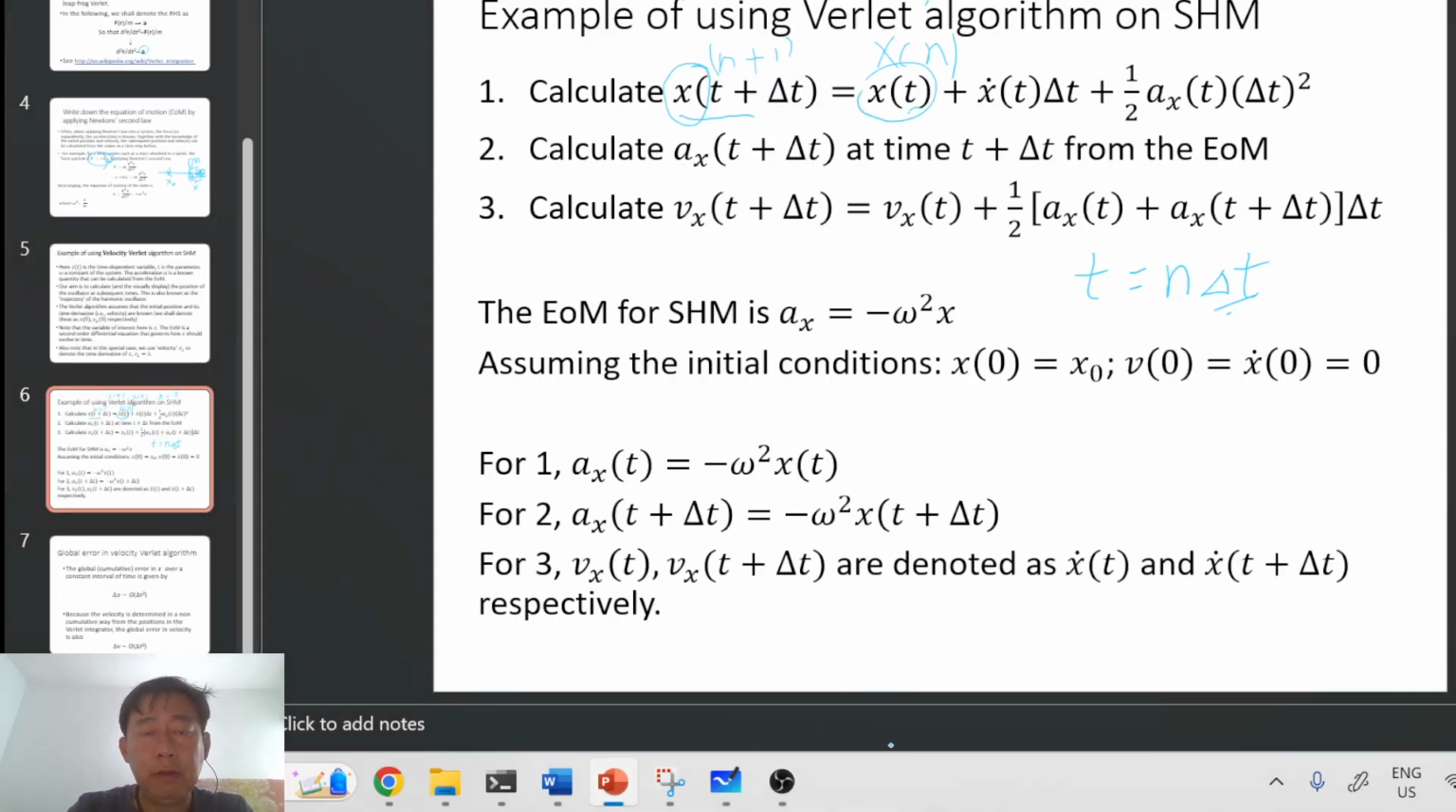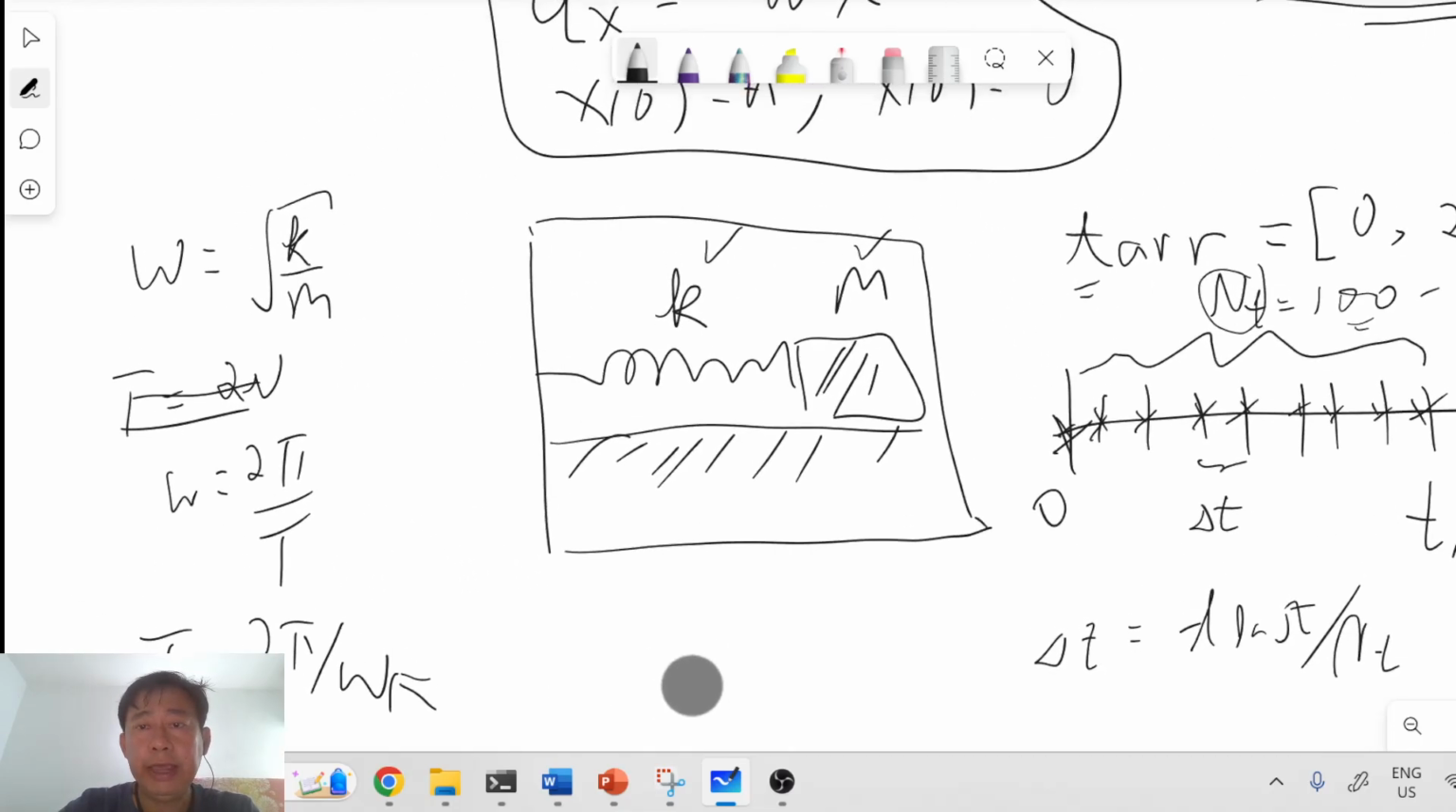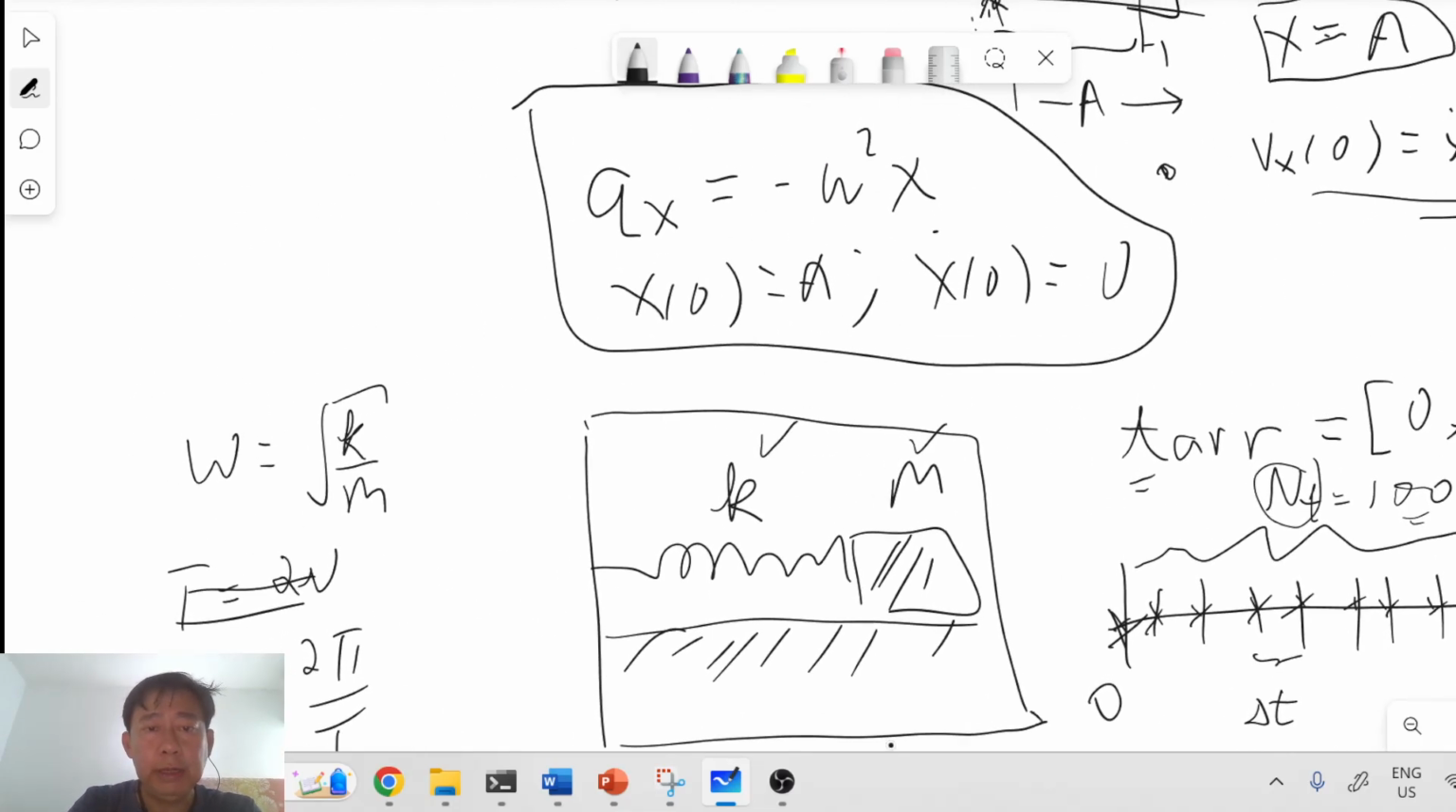So the location of the position x is calculated based on the previous location of x plus the product of the velocity of the particle multiplied with the time step delta t, plus the contribution from the acceleration of the particles. And this acceleration a is to be obtained from the equation of motion. The equation of motion actually tells you what is the acceleration. So in the case of this simple harmonic motion, the acceleration is known if you know what is the location of the particles.